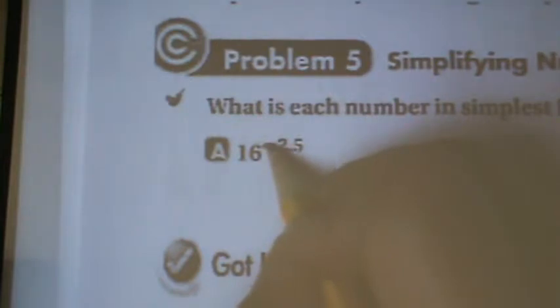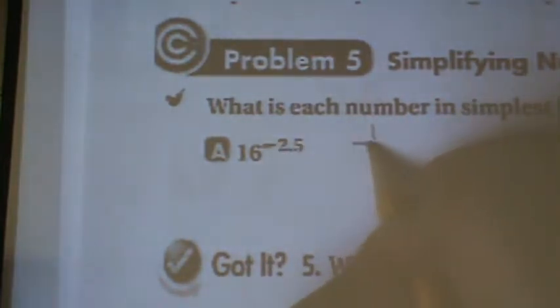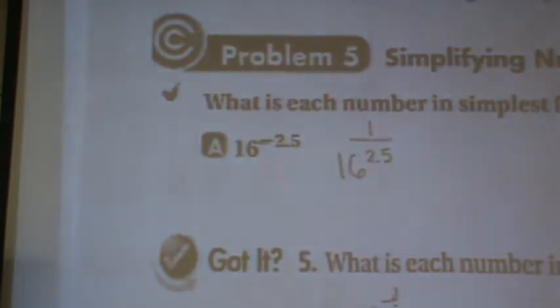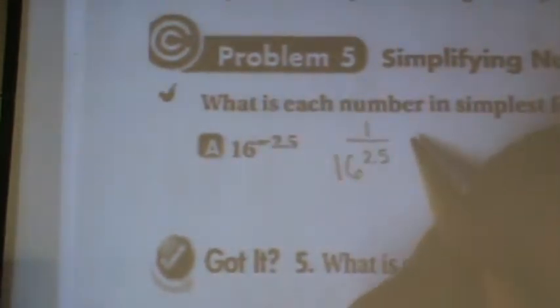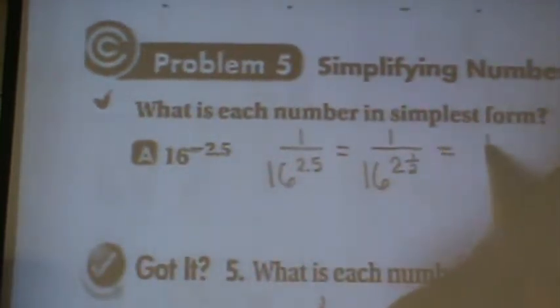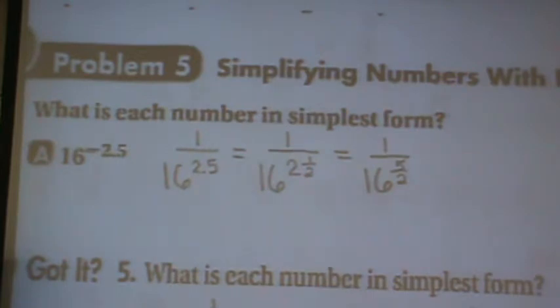Watch. How do you get rid of a negative exponent? You flip it. So do you agree that this is 1 over 16 to the positive 2.5 power? Is that true? Yes. Okay. Do you know how to convert 2.5 to a fraction? What does 2.5 look like as a fraction? 5 over 2. So far, are you agreeing with what I just did?